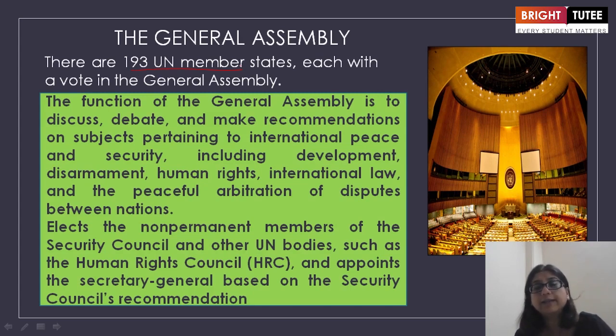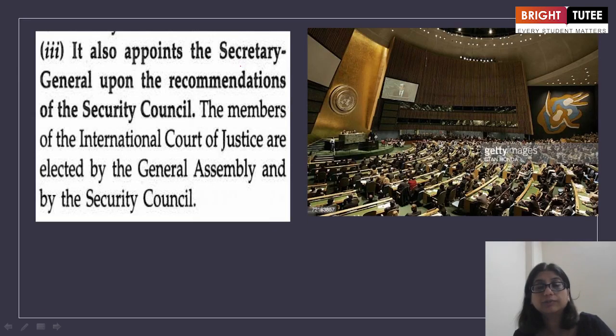The function of the General Assembly is to discuss, debate, and make recommendations on subjects pertaining to international peace and security. It includes development, disarmament, human rights, international law, and peaceful arbitration of disputes between nations, and it elects the non-permanent members of the Security Council and other United Nations bodies, such as the Human Rights Council, and appoints the Secretary General based on the Security Council's recommendation. The members of the International Court of Justice are elected by the General Assembly and by the Security Council.